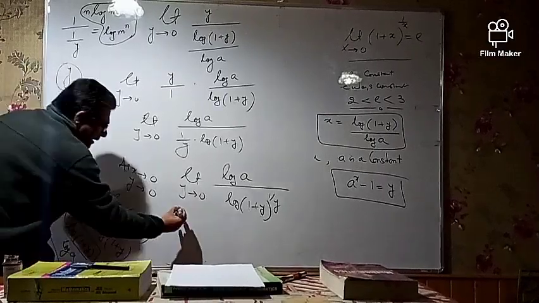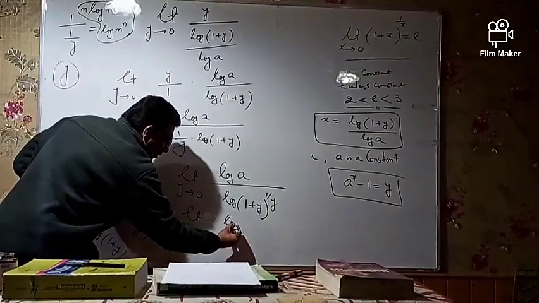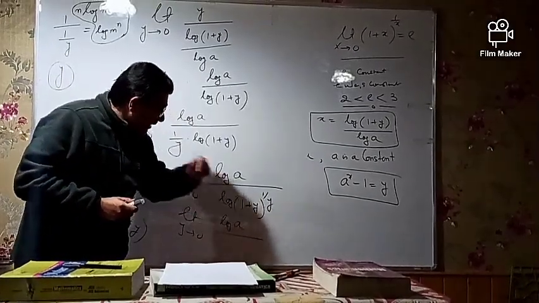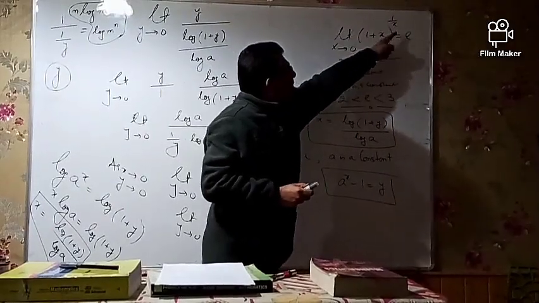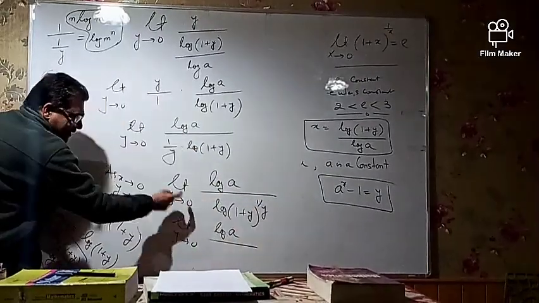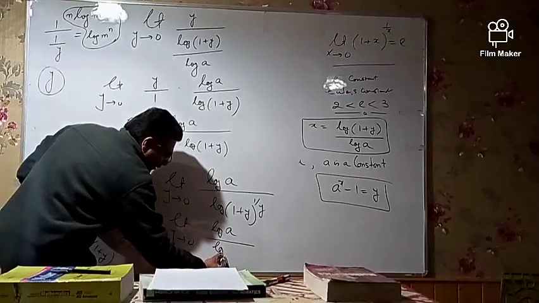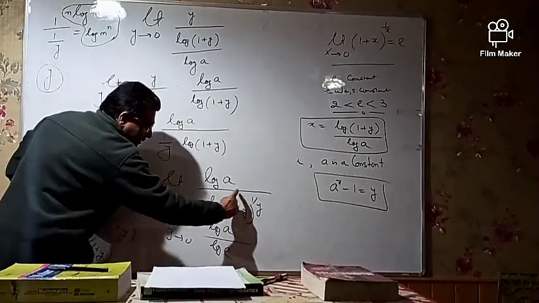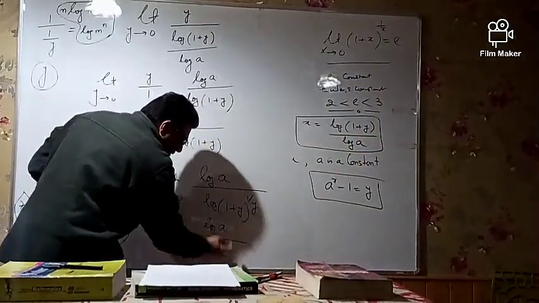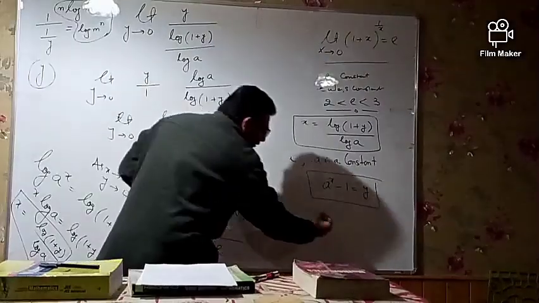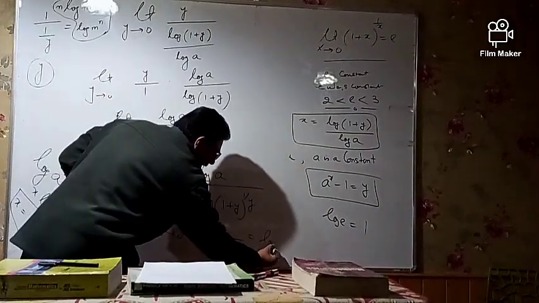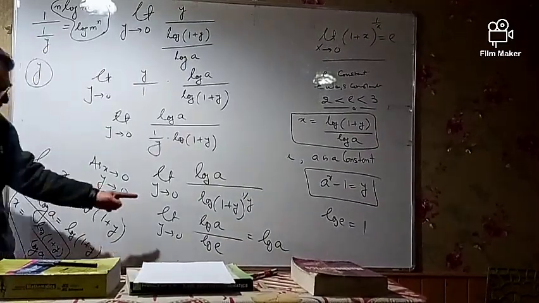Now after this, limit y tends to 0, it is log of a divided by log of 1 plus y raised to power 1 by y. 1 plus x raised to power 1 by x, when x tends to 0, is e. So it is the same: 1 plus y raised to power 1 by y, when y tends to 0, is e. So it will be log of e, with log of a as it is. This limit is similar to that limit, and its value is e. Now we remember one thing: log of e is always equal to 1. So I will write here log of a divided by log of e, which is 1. So my result is log of a.